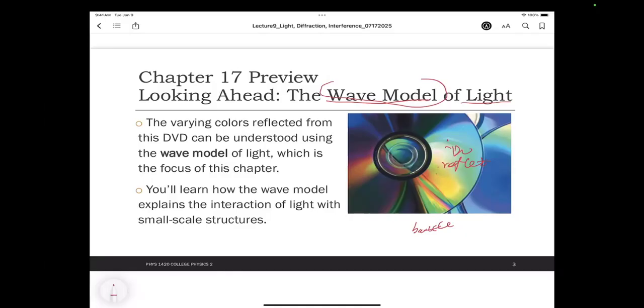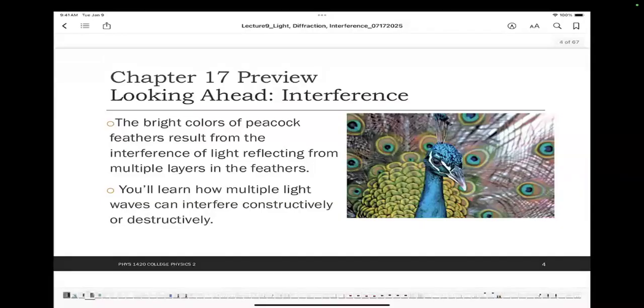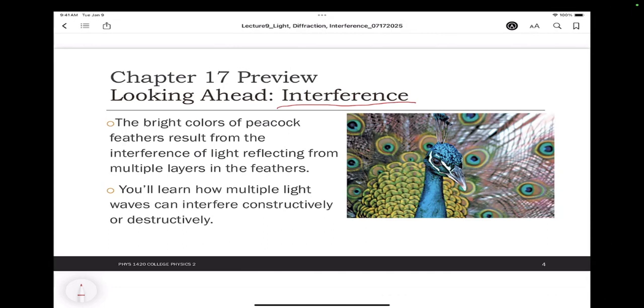And after we learn the wave model of light, we can explain that. Then we will talk about interference. I think you are familiar with this one, because we have already talked about the interference for the sound wave. Actually, the light wave also has interference as a phenomenon, and we will learn what it is and how it works.